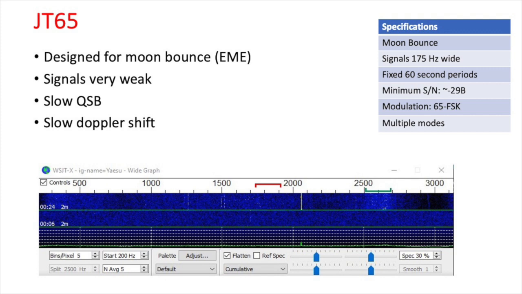If you look on the waterfall, you see where the green is. There's a signal. It's actually pretty strong. A lot of times you'll barely see anything, but you can still decode it. Now the moon bounce signals are very weak. There's lots of slow QSB, and there's a little bit of a Doppler shift too. Next slide.